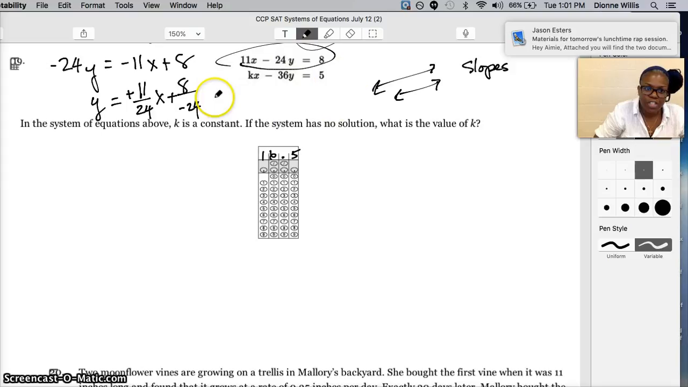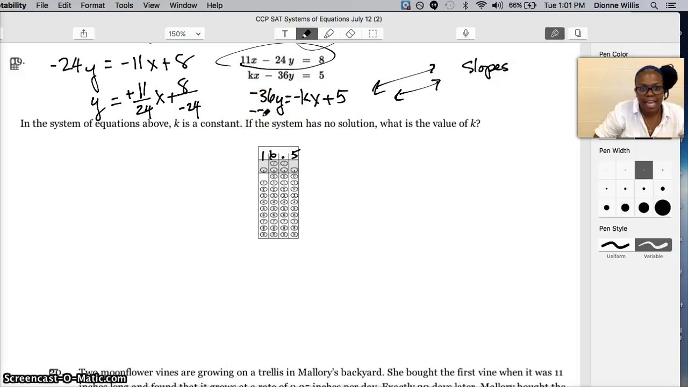So over here, I need to go ahead and try to solve for y in the same way. Throw the kx over to the other side. I have negative 36y is equal to negative kx plus 5. Divide everything by negative 36. I'm going to get 5 over negative 36, which is cool because I want them to be different. Now I'm going to just focus on making sure that my slopes are the same.